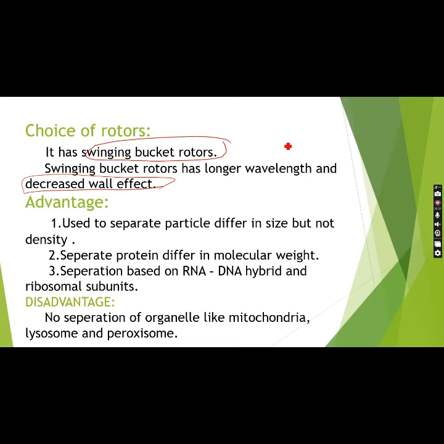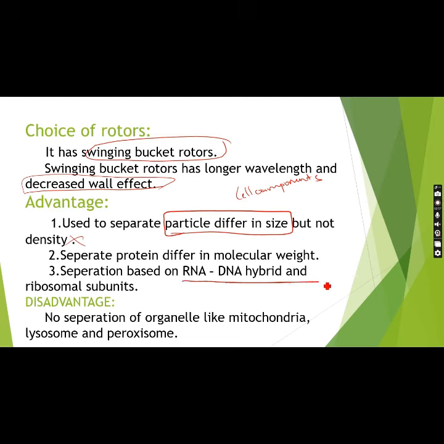the sample separation. So the major advantage in this is that particles that differ in size can also be separated, but separation based on density is not possible. So separation of cellular components can also be possible in this method. As it is separated based on size, cellular component separation can also be possible.